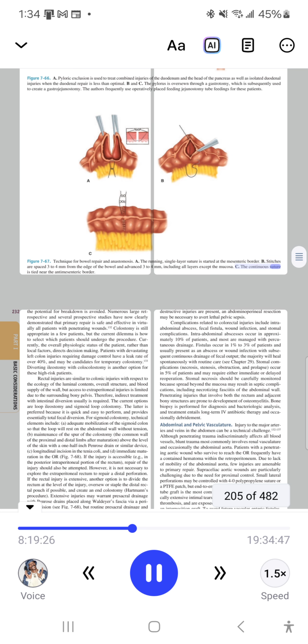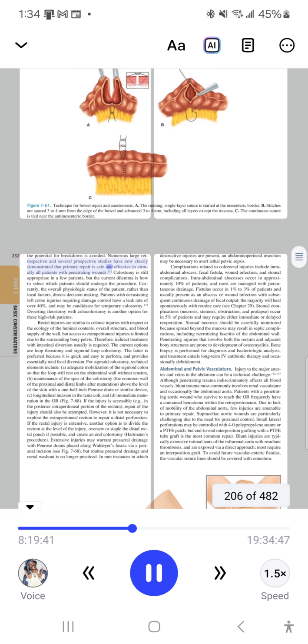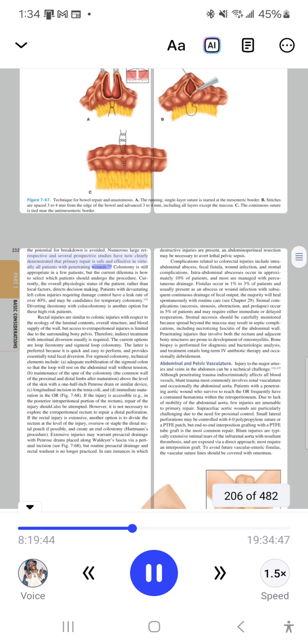C. The continuous suture. Retrospective and several prospective studies have now clearly demonstrated that primary repair is safe and effective in virtually all patients with penetrating wounds.